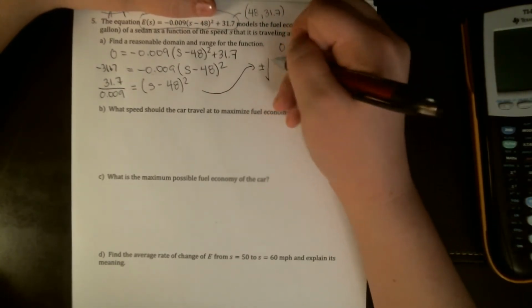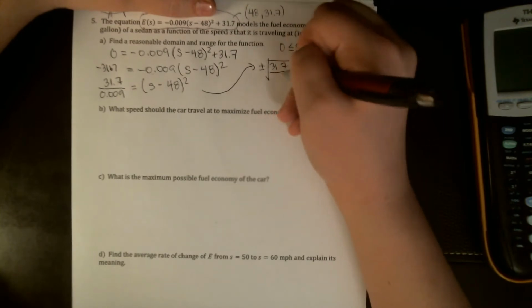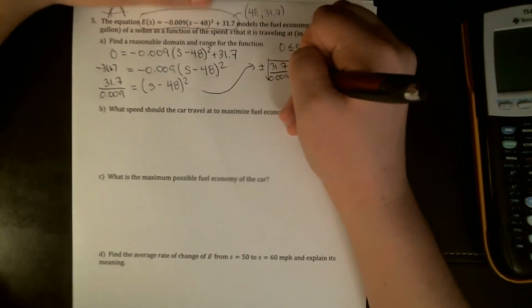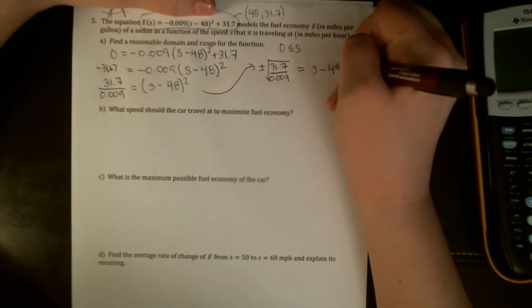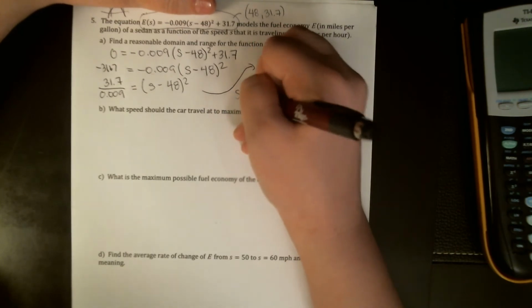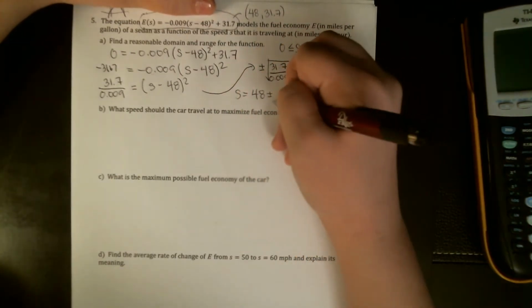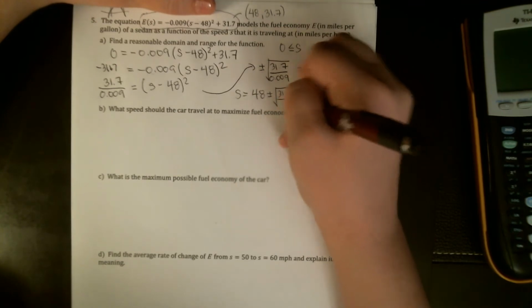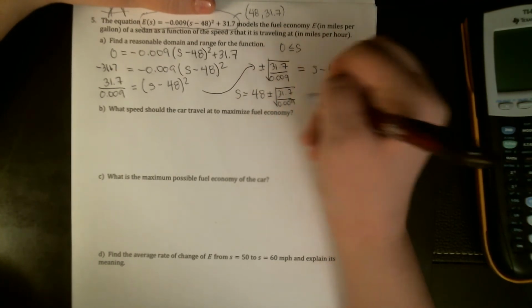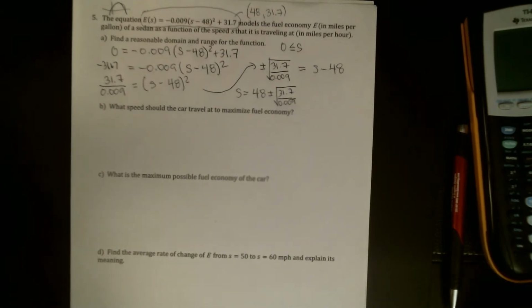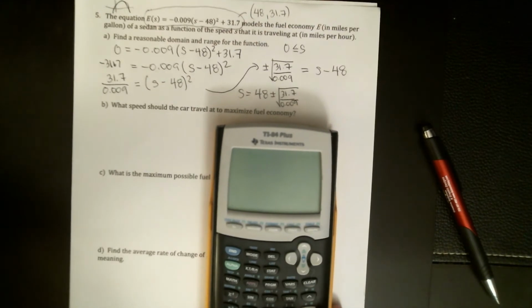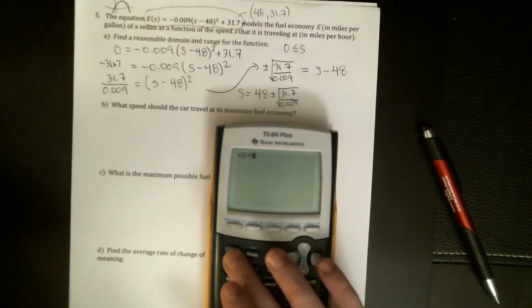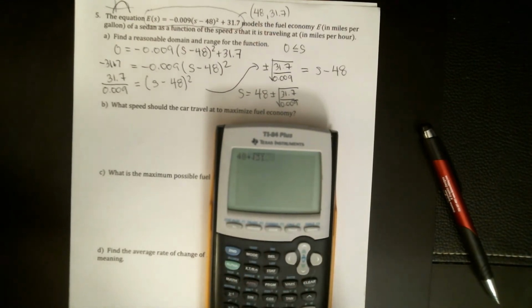So I have plus or minus the square root of 31.7 over 0.009 equals s minus 48. Okay, so I get s equals 48 plus or minus the square root of 31.7 over 0.009. So this becomes a great calculator problem. Now I think is the appropriate time to grab your calculator. So I'm going to do 48 plus the square root of 31.7 over 0.009.